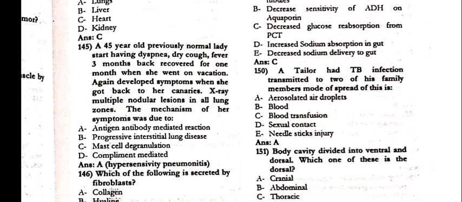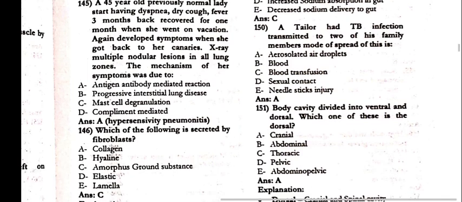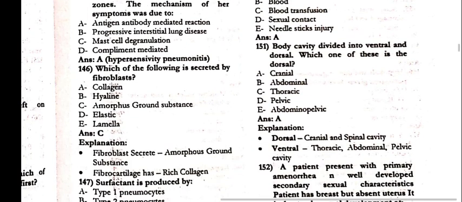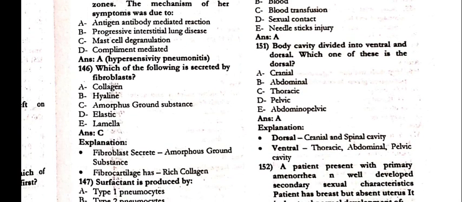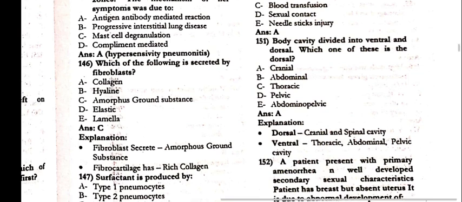150, a tailor had TB infection transmitted to 2 of his family members. The mode of spread is aerosolized air droplets. 151, the body cavity is divided into ventral and dorsal. Which of these is dorsal? That is going to be cranial.